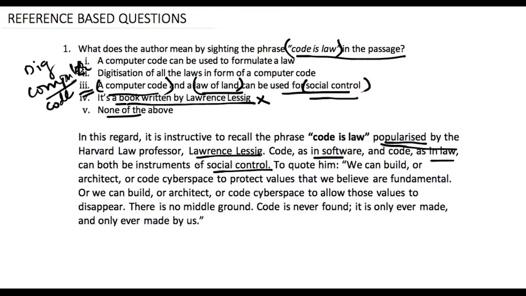To quote him, we can build or architect or code cyberspace to protect values that we believe are fundamental, or we can build an architect or code cyberspace to allow those values to disappear. There is no middle ground. Code is never found, it is only ever made, and only ever made by us. So what the passage is trying to say is coming very close to the third choice. The first and second choice are only talking about the computer code, therefore they can be rejected because the passage is talking about the law of the land as well as the codes that are being made to strengthen the law of the land.